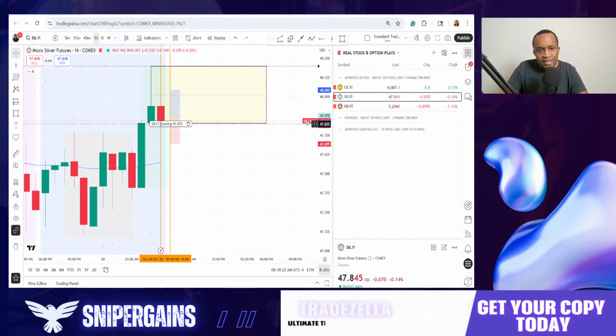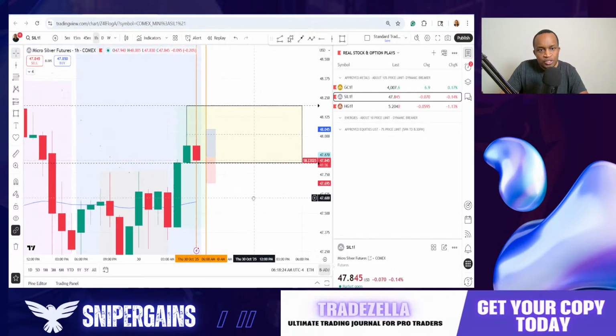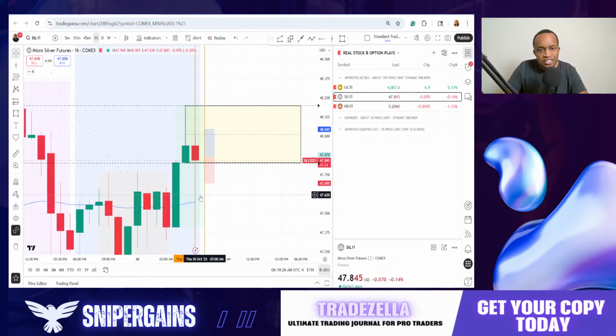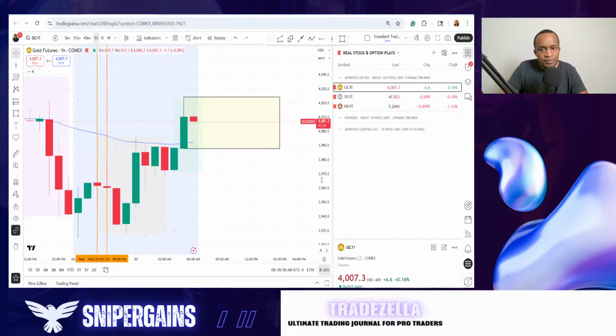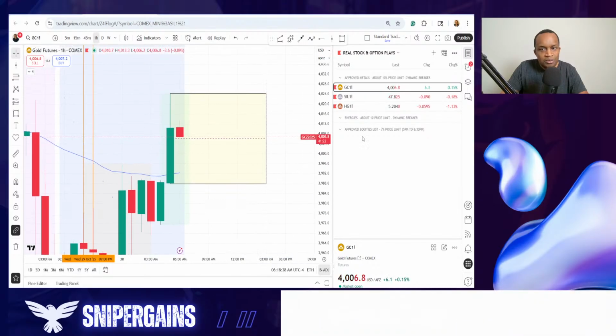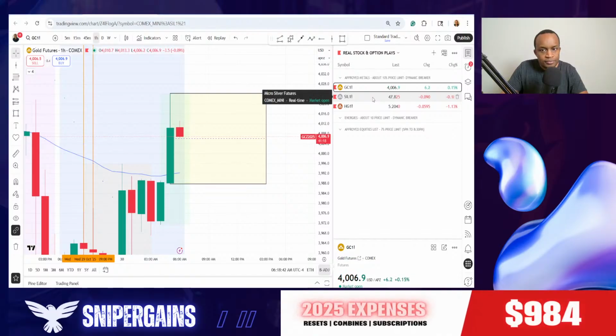Now SIL is going down, which is good. I just needed it to go and start to form a 5-minute fair value gap. So I'm going to really be eyeing gold and SIL just to see how it's moving. I will probably be a little bit more aggressive on SIL. On silver, on micro silver, there we go.